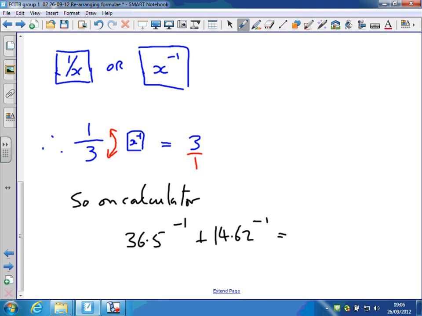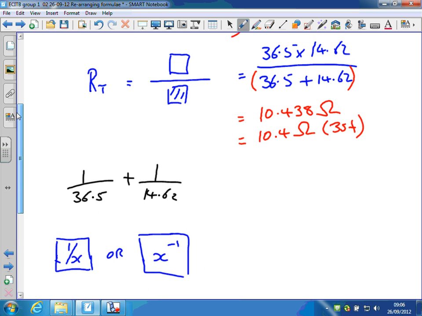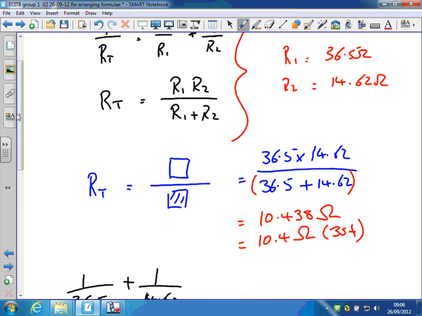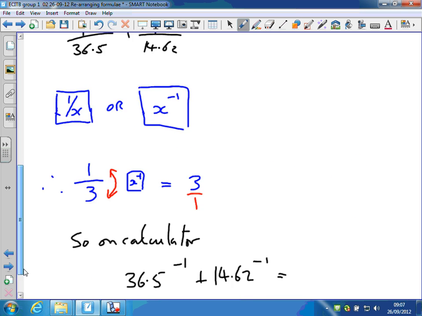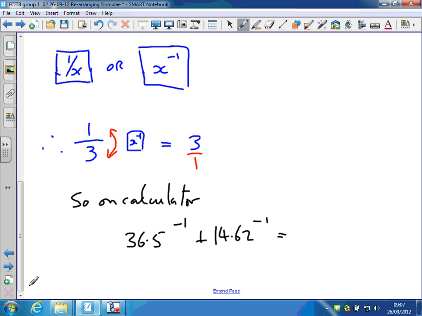However, we are looking for 1 over the answer. In other words, the inverse of that. So at this point, you hit the x to the minus 1 button again, because I want the inverse of the answer. And it will say answer on the screen. And then hit the equals again, and you get 10.4 and so on. Exactly the same answer as you got before.